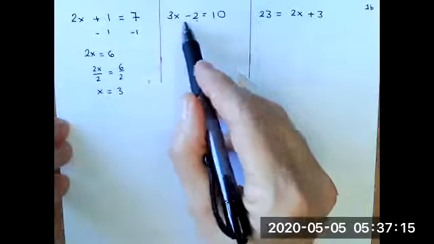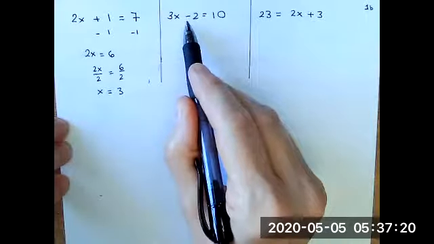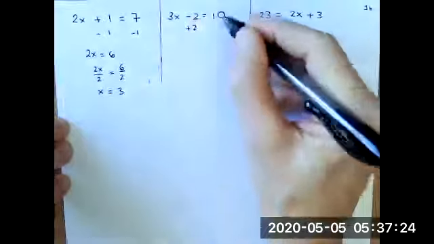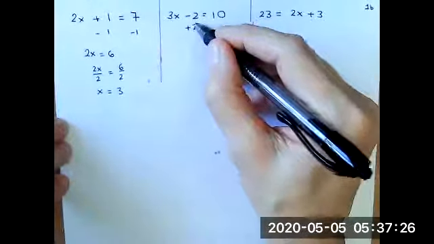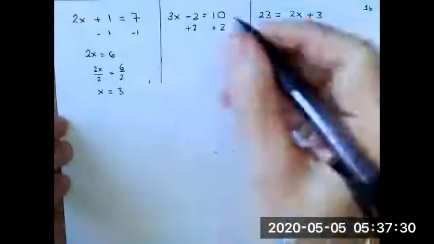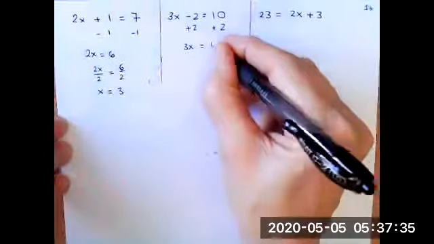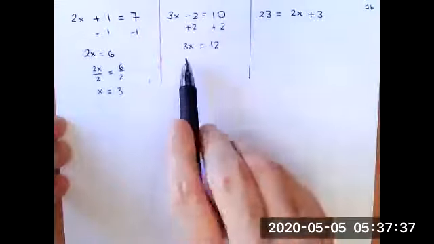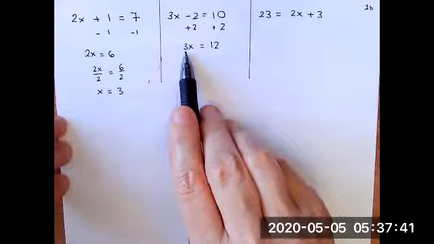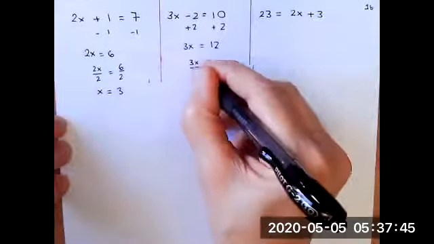Again, we do the add, subtract first. So the opposite of subtracting 2 is add 2. Remember, whatever you do to one side, you must do to the other side. So we get 3x equals 12. And now the x is being multiplied by 3. The opposite of multiplying by 3 is dividing by 3.